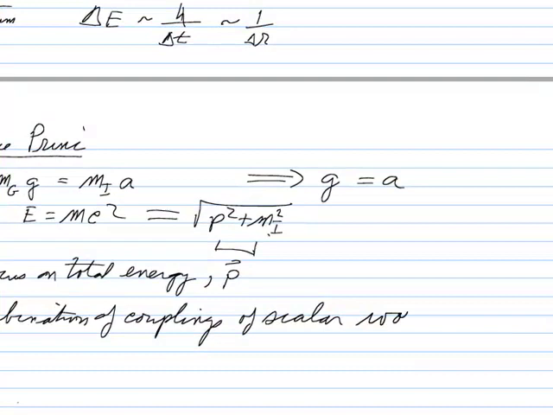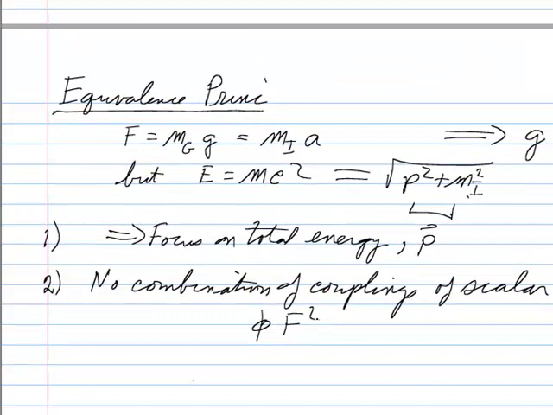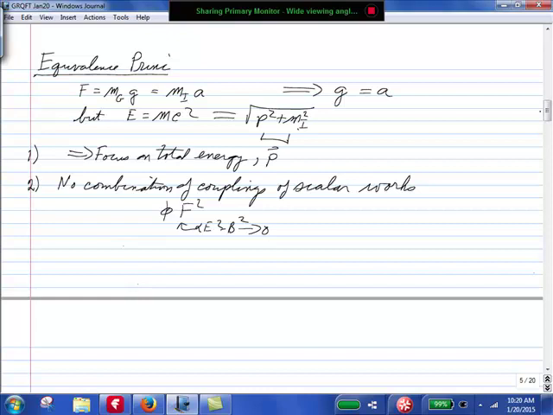Okay, so you might try something like phi F squared. Well, there's something that couples to photons now. Yeah, but on-shell photons have F squared proportional to E squared minus B squared, which goes to zero. So it really doesn't work either. And you can just try it. If you try to write out a Lagrangian, you'll find that there's no combination that works in all settings. Okay.